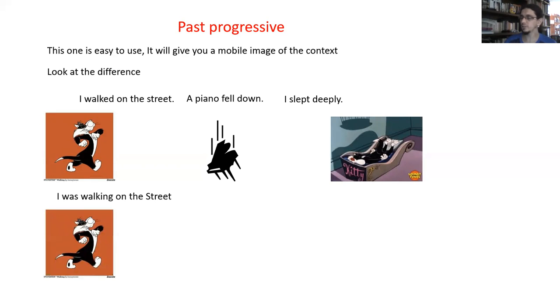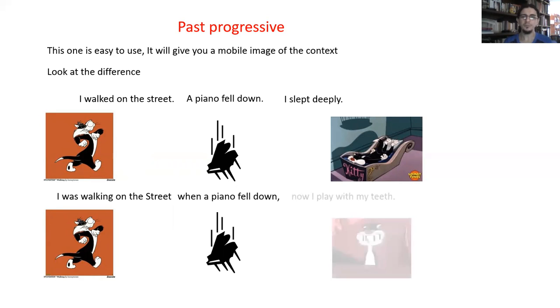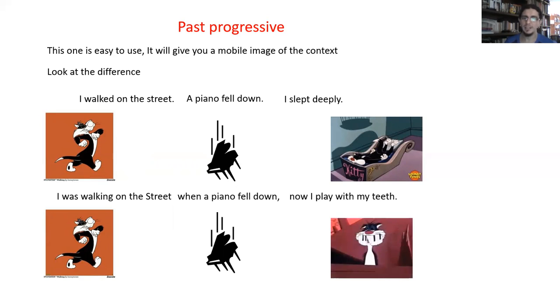Let's look at the difference. I was walking on the street, no? Like this, Yoshi is interrupting my class. Okay, so I was walking on the street when a piano fell down. So it is interrupting the action. So Yoshi is interrupting the class again, and I'm going to slap it down. Okay, interrupting his interruption. And finally, now I play the piano with my teeth. Okay, so that's different. The result is different.